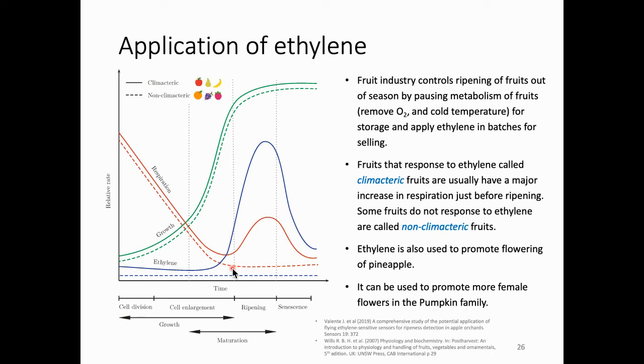Ethylene can be used in promoting flowering in pineapple as well, and to promote more female flowers in the pumpkin family. I used to grow zucchini plants. It's the same family as pumpkins, and I had some problems as well because they produce a lot of male flowers, but not many female flowers. So fewer female flowers means you will not get the fruits.